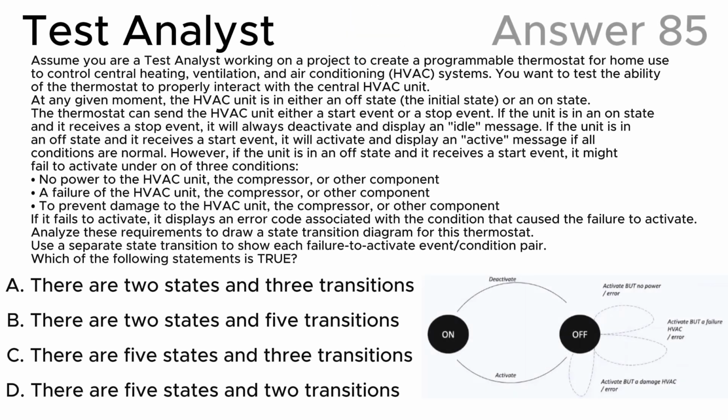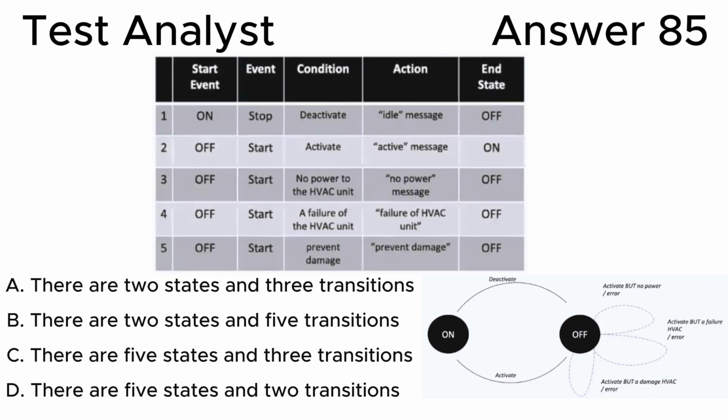Let's analyze the question. There are two states, off state and on state, according to the first sentence in the question. There are two events, start event and stop event, according to the second sentence in the question. Let's count transitions. Transition 1 is start event from off state to on state. Condition is activate. Action is active message.